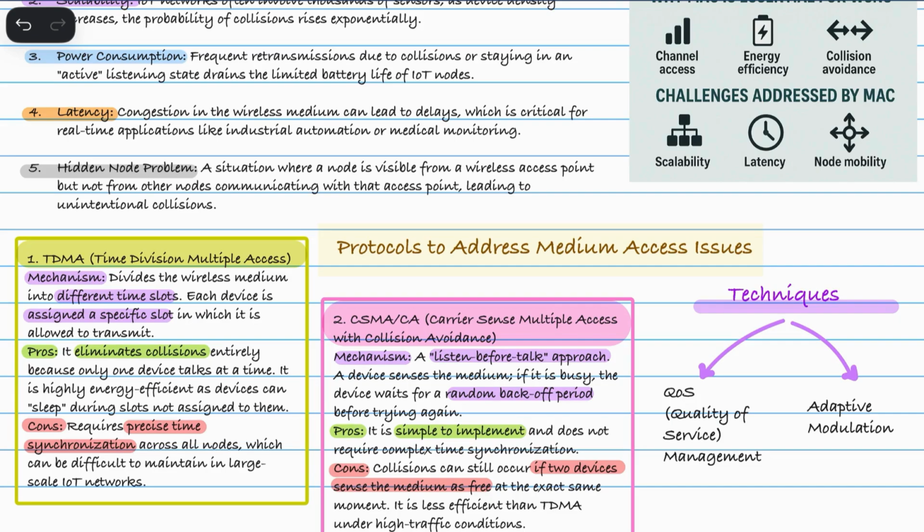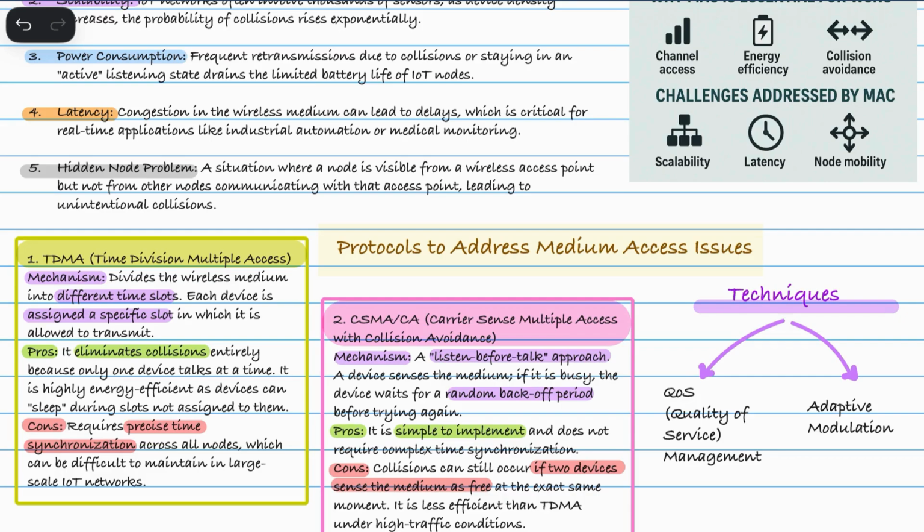Now, if we talk about the techniques, what are the techniques? When the wireless medium gets heavily congested, advanced networks don't treat all data equally. This is known as QoS management. So what is the function? QoS prioritizes the traffic based on urgency. Think of it like an emergency lane on a crowded highway. Why is it used? Because somebody urgently needs to reach the hospital. That is why that pathway is cleared.